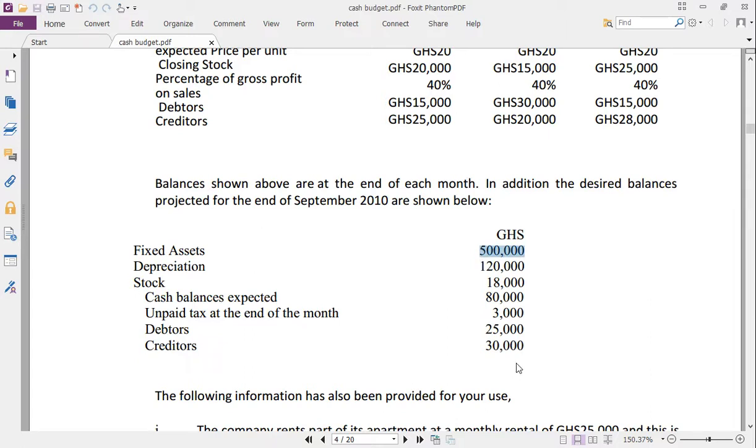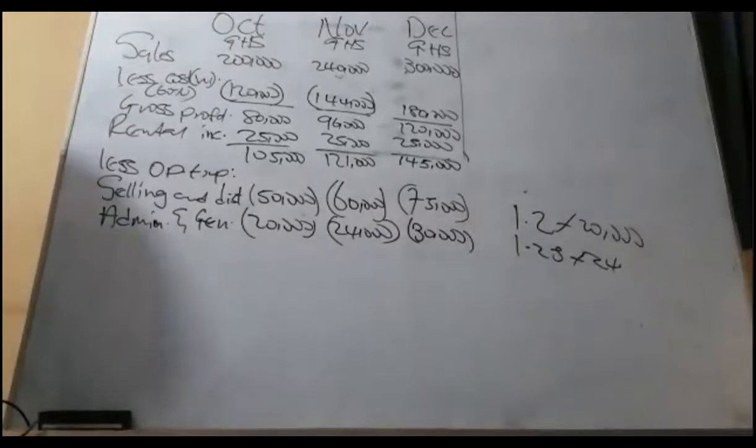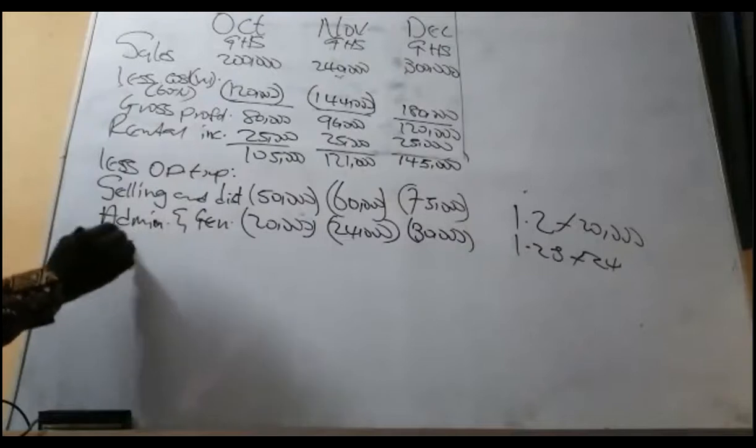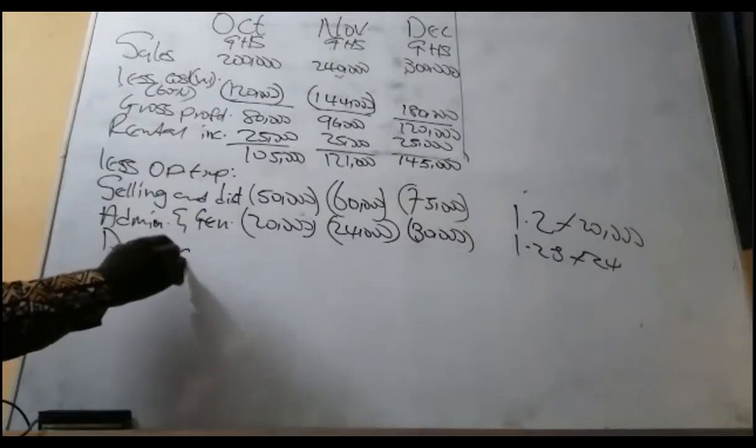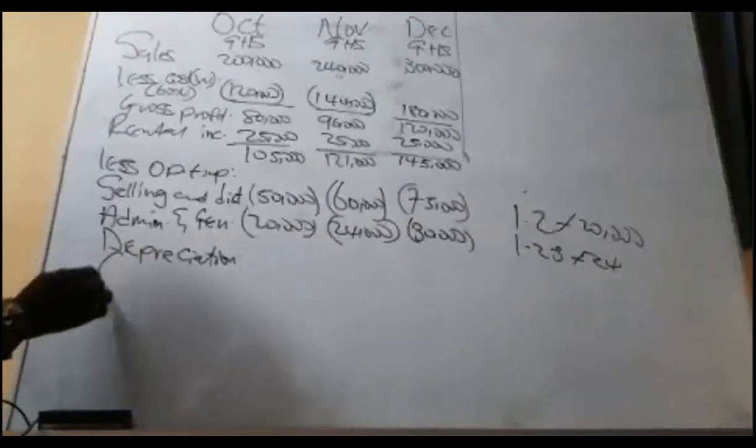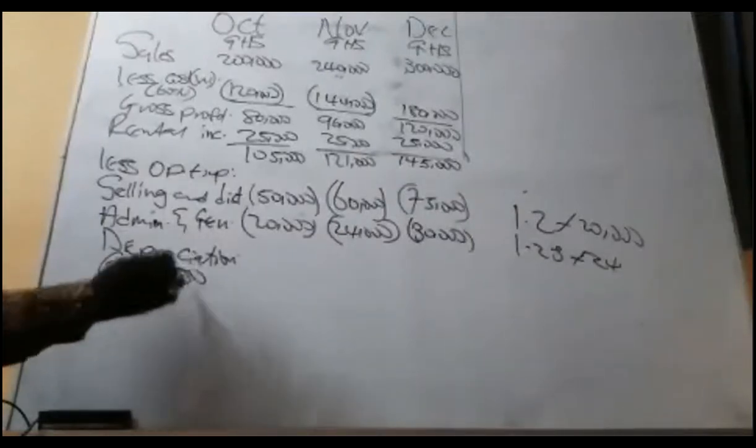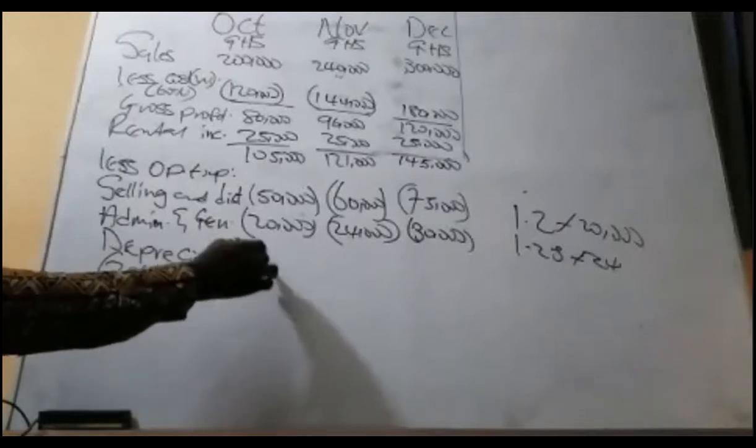Don't forget that in November they bought assets. In November, they bought additional assets at the cost of 200,000. How do you treat that one too? Then you are done. Great. So for October, depreciation will be 2%. So it's 2% times what? 500,000, and that will give us 10,000.